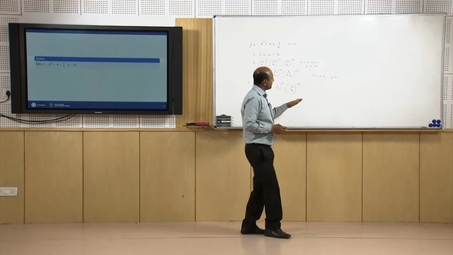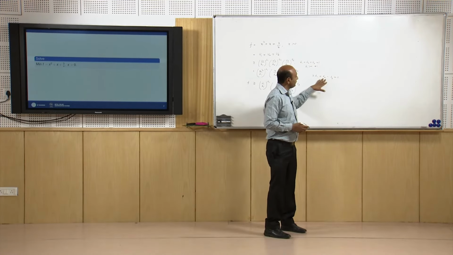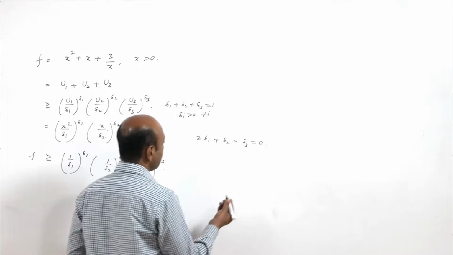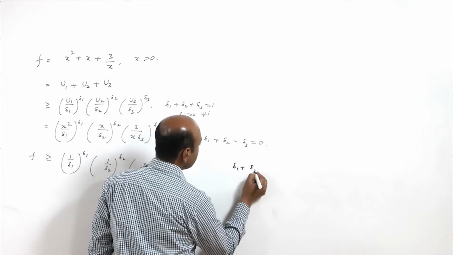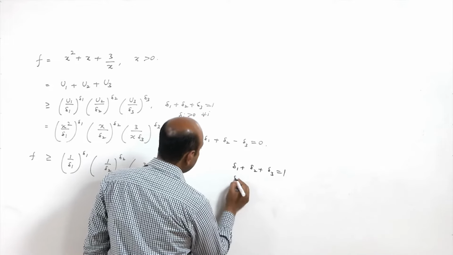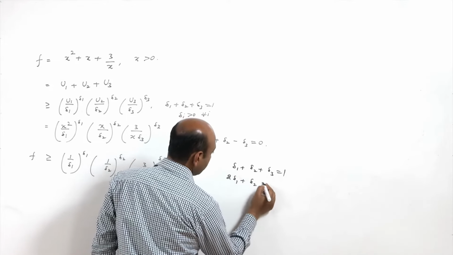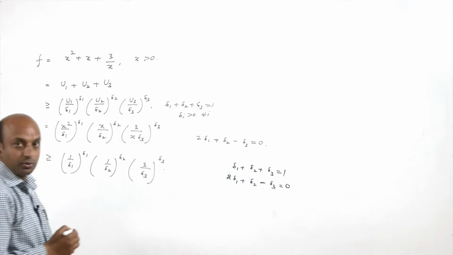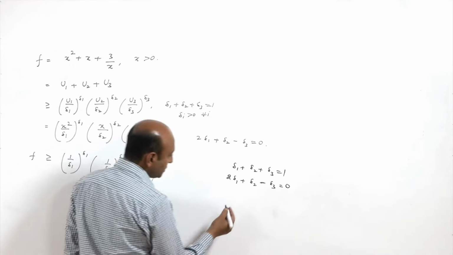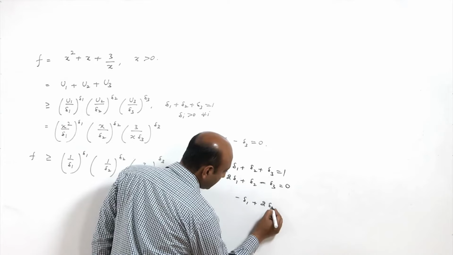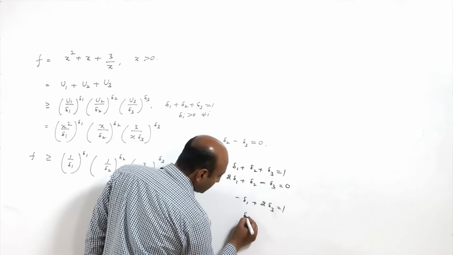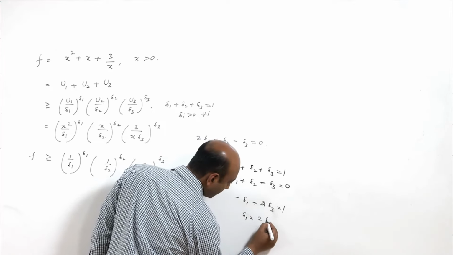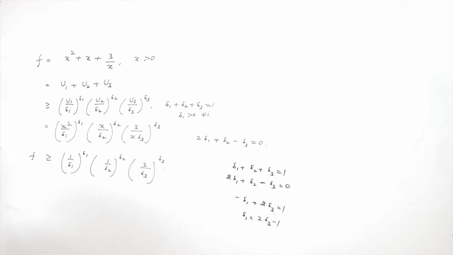We will try to express all the variables in terms of one variable, say delta 3. We can easily do that. You see, delta 1 plus delta 2 plus delta 3 is 1, and delta 1 plus delta 2 minus delta 3 is equal to 0. So, you can subtract these two equations. So, it is minus delta 1 plus 2 delta 3 is equal to 1. So, delta 1 will be nothing but 2 delta 3 minus 1. So, that is in terms of delta 3.